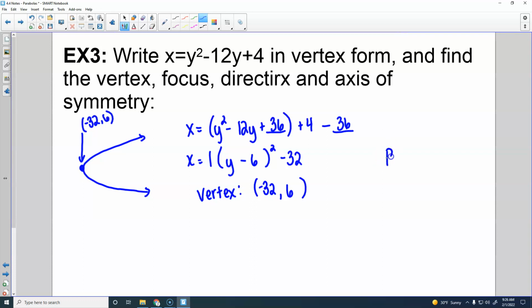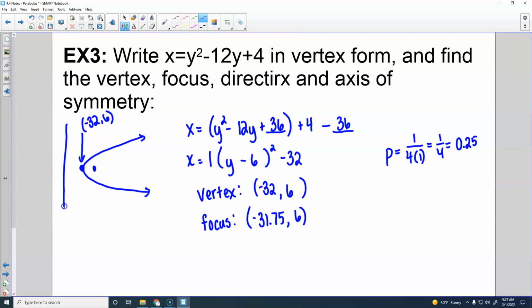So for that focal length, it's 1 over 4 times a, which in this case is just 1. So that's 1/4, or I just find it a little bit easier to work with if you do decimals. So we got 0.25. So focus is going to be to the right. So Blaine, if we're going to the right, which coordinate is going to change here? The x. And we're going to add 0.25 to that negative 32. It's going to give us negative 31.75. And the 6 will stay the same.